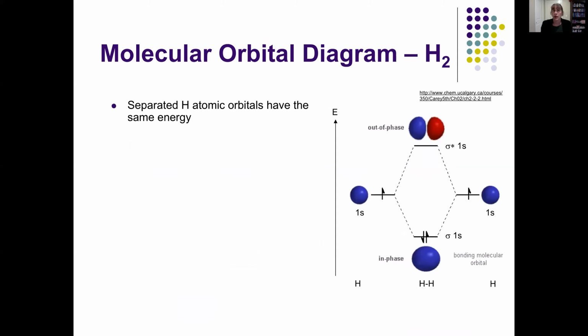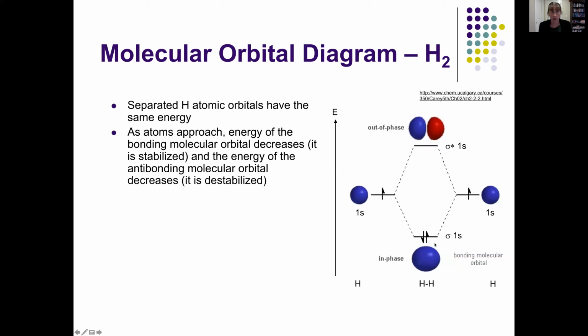Now we can draw something called a molecular orbital diagram. So here we'll have our energy scale. We can show the separated hydrogen atoms on the left and right of our molecular orbital diagram, and in the middle we have our molecule. So we have our atomic orbitals here, and these two have the same energy because if we had separated hydrogen atoms, those 1s orbitals just have the energy of the 1s orbital. And then we have our H2 molecular orbitals.